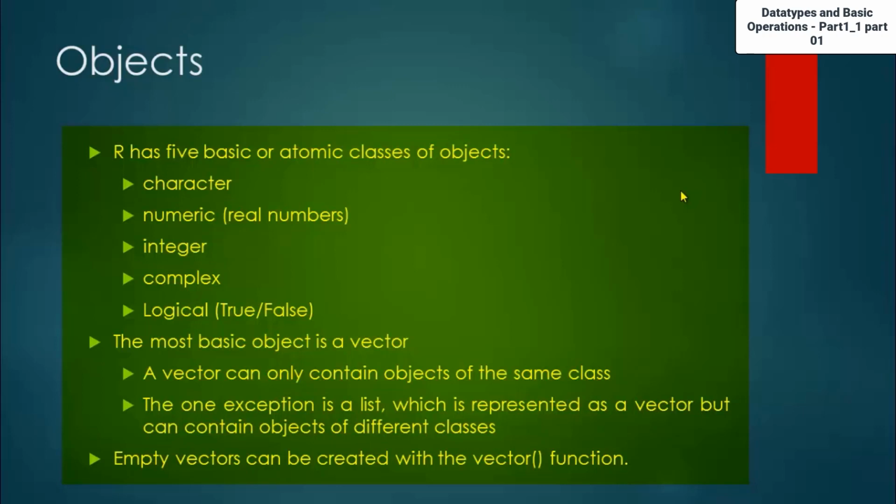The most basic object which is by default in R programming is a vector. A vector can only contain objects of the same class, which means when you define a vector in R programming, either it will be a vector of characters or a vector of numeric real numbers or a vector of integers, or it can be a vector of anything, but all the objects within a vector will belong to the same class. There is one exception to this, which is called a list. This is also represented as a vector, but it can contain objects of different classes within it. We will see a side-by-side example of this in the following slides. And we can create empty vectors using the vector function.